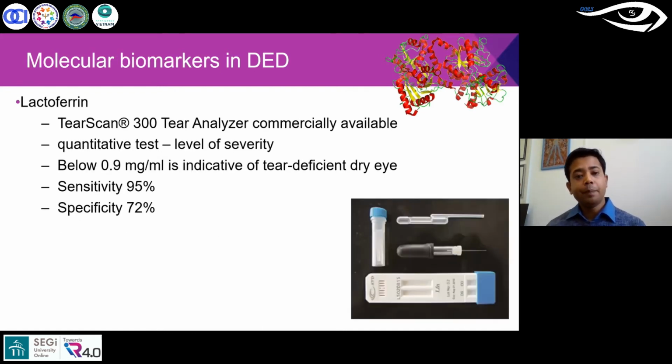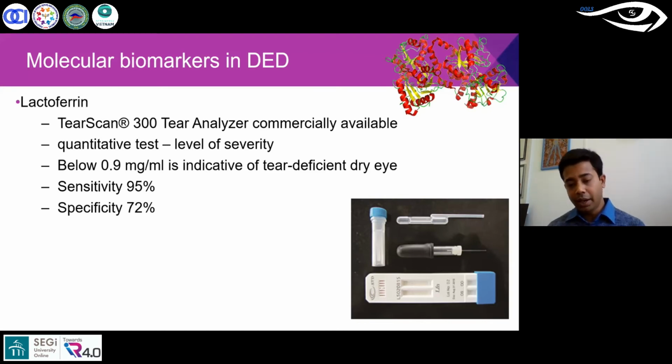So this is the TScan 300 T analyzer available, and it's a quantitative test. It does tell you the level of severity. It doesn't have bias or extra stimulation, which can be caused by a Schirmer strip, etc. Now, below 0.9 milligrams per ml is indicative of tear deficient dry eye. That's been mentioned in the various research papers that have been looked at before. It has very good sensitivity, and specificity is kind of okay.